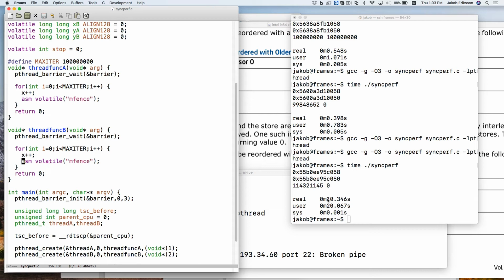Okay, the mFence didn't actually help in this case. Sometimes it's a really useful instruction.